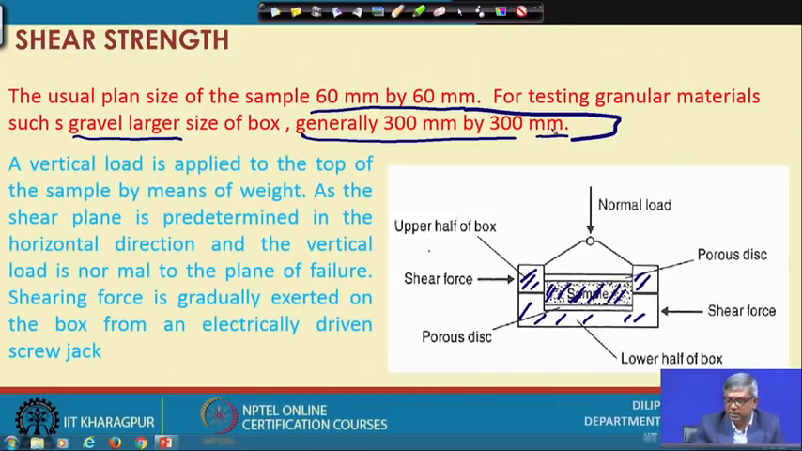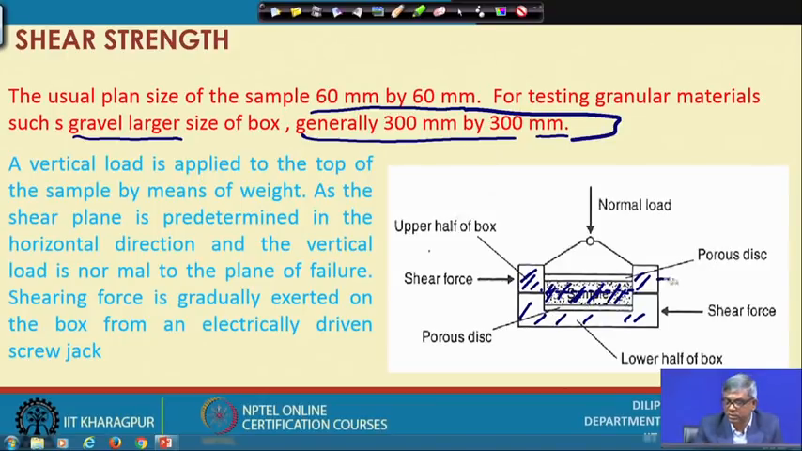In this setup, after preparing the sample, I can give the normal load through this. That means I can imagine a plane here along this, and this normal force is perpendicular to this plane. Now, by some mechanism, like a screw jack that is also motorized, I can push one half with respect to the other.